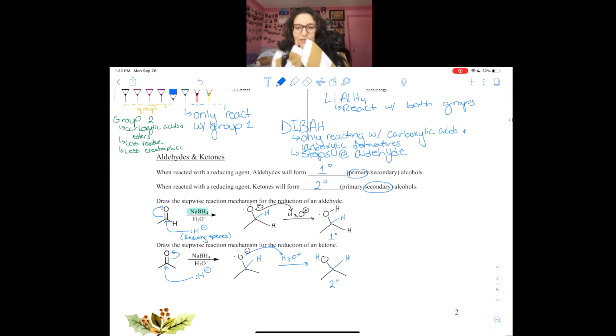And someone asked, what is the NaBH4 for? And it is essentially supplying the H minus. That's why it's your reducing agent. And then the H minus is your nucleophile.